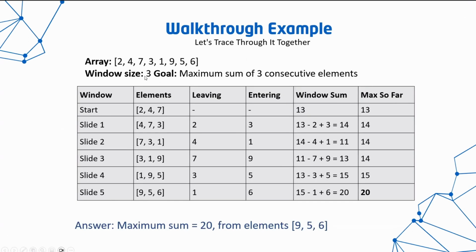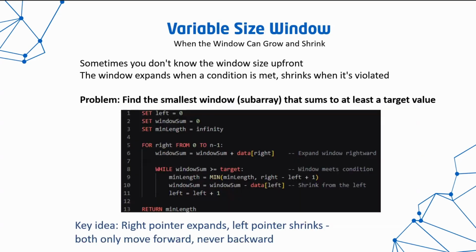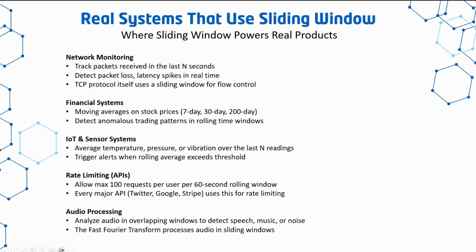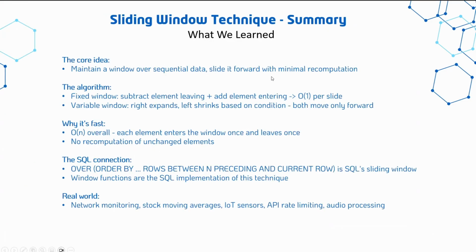But the window size matters, okay? You have to decide, based on your requirement, what window size to stick with. There can also be variable size windows. Now we discussed the fixed size. If it's variable size, find the smallest window subarray that sums to at least a target value. So in this scenario our array changes, and you can see expand window right after. So there's a code segment to expand the window as well, based on the logic. So with sliding window, you can try out both scenarios. Ultimately, the core idea is to maintain a window over sequential data and slide it forward with minimal recomputation. Anyone can do this by processing the whole array, but we are talking about minimal recomputation.